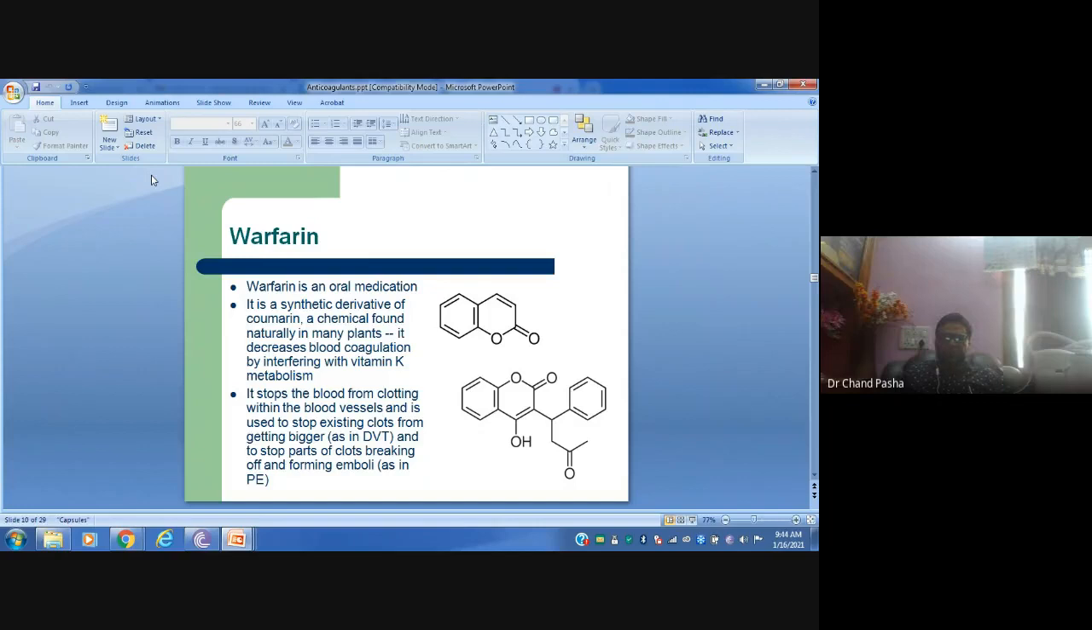And one more beauty of this one is that whatever clot is formed, the enhancement of the clot does not take place. And the clot breaking also does not take place with the help of this one.